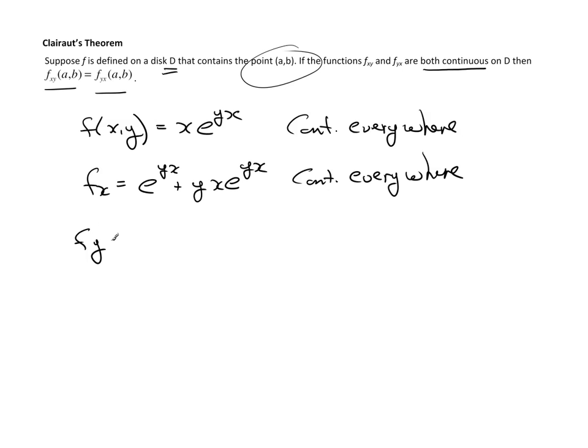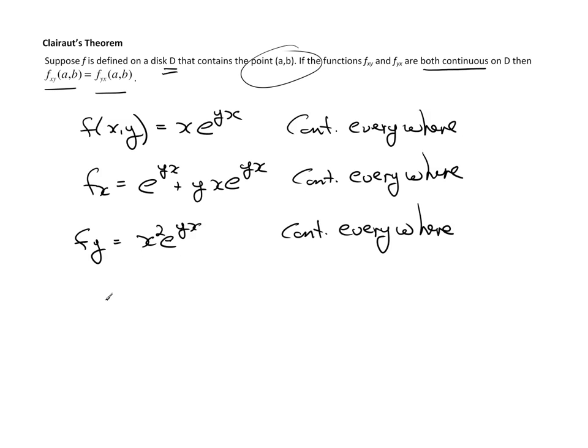And the partial with respect to y was x squared e^(yx), which is also continuous everywhere. So the conditions for Clairaut's theorem have been satisfied.